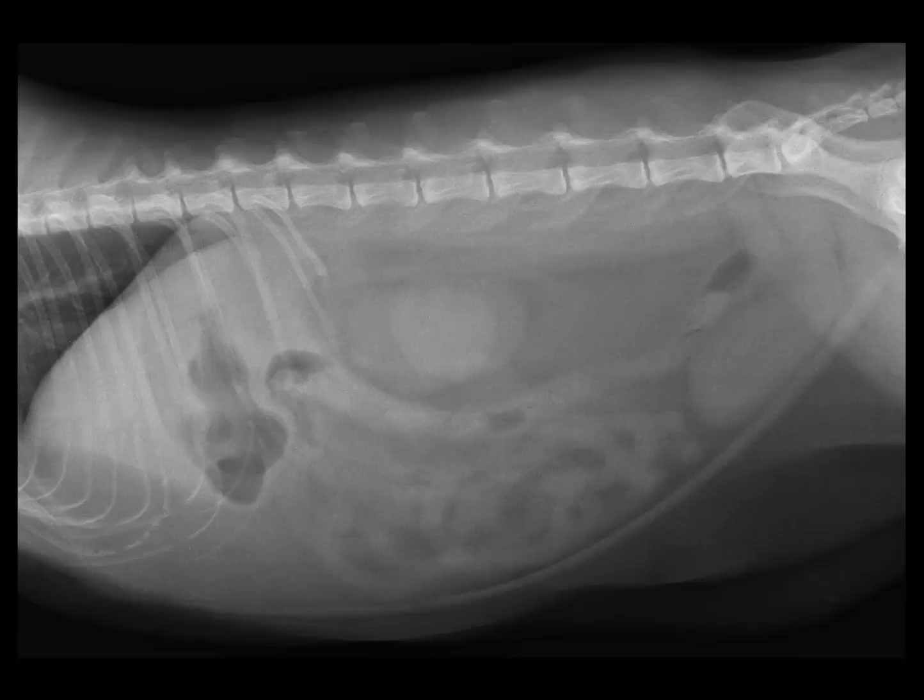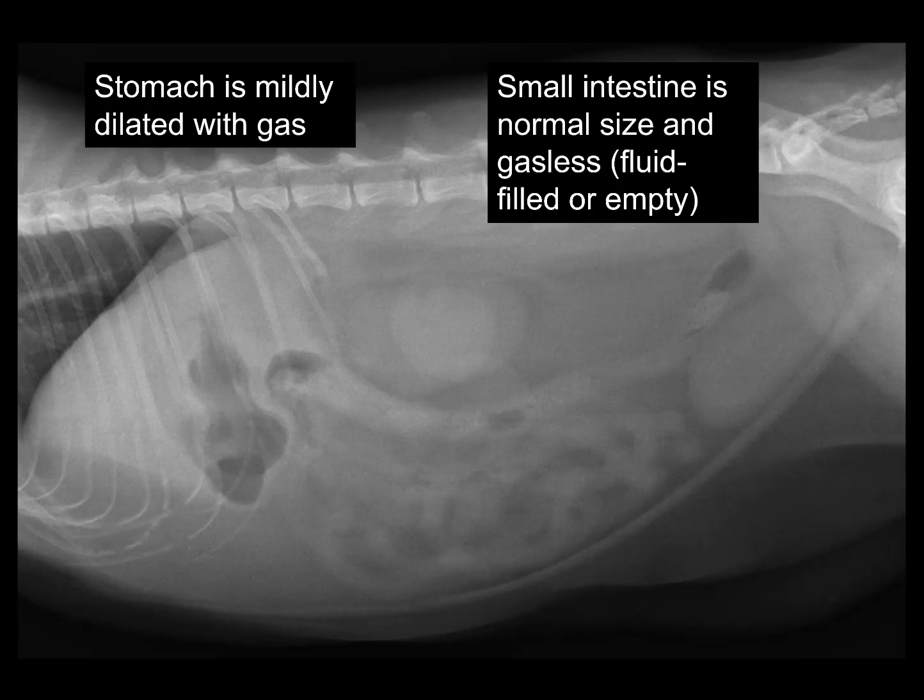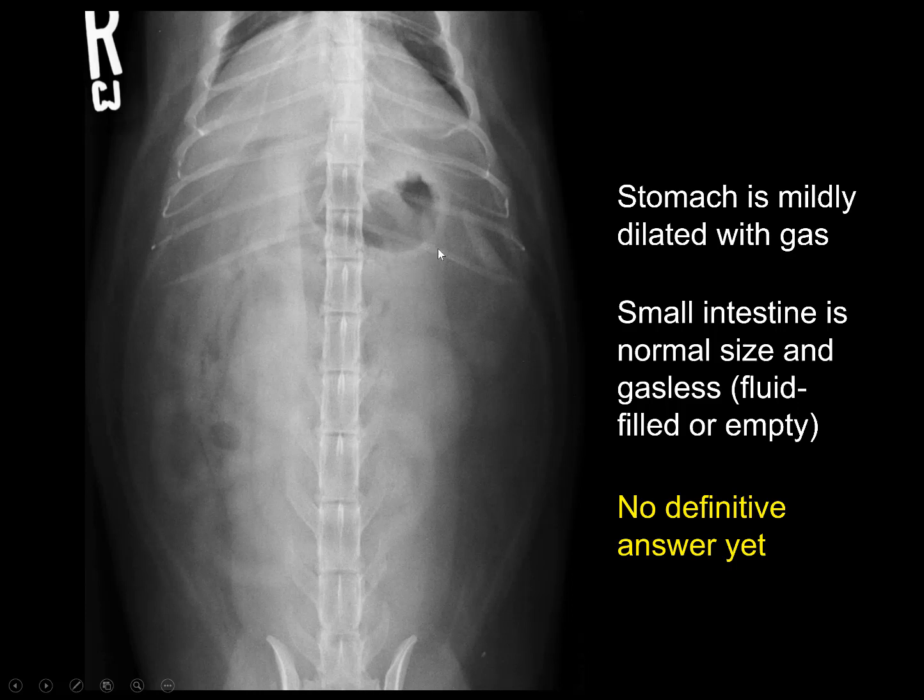So here we have a cat who's been vomiting. Nothing is profound, I think, in this cat. The stomach has some gas in it. It's a little distended. It's not the biggest stomach I've ever seen. The small intestine isn't particularly exciting. It's really nonspecific here. Again, the stomach is not that dilated. None of the small intestine is overly dilated. So I don't have an answer yet.